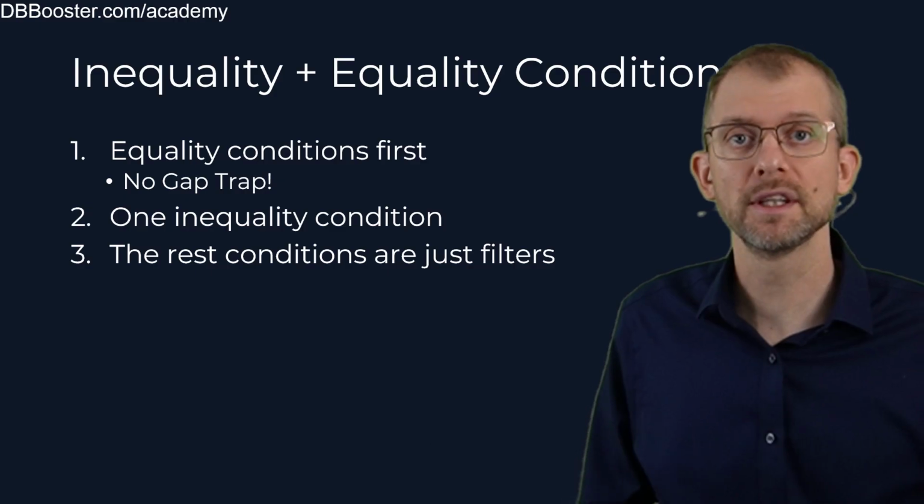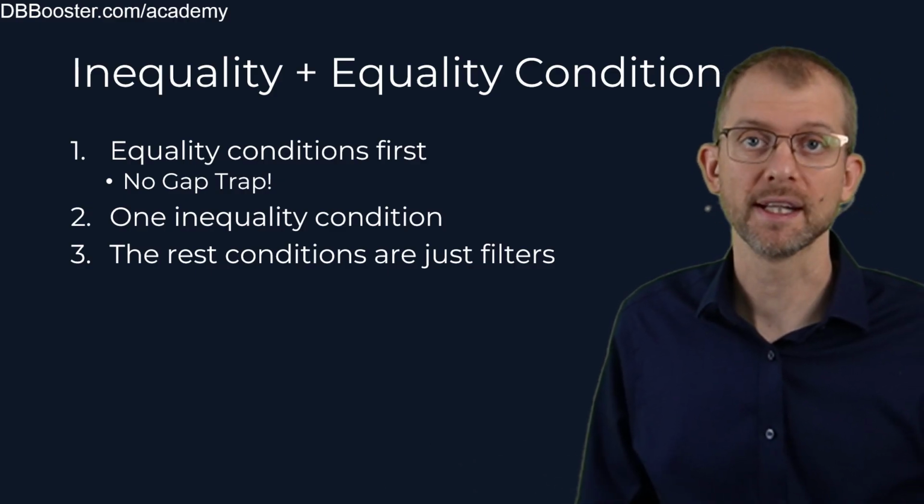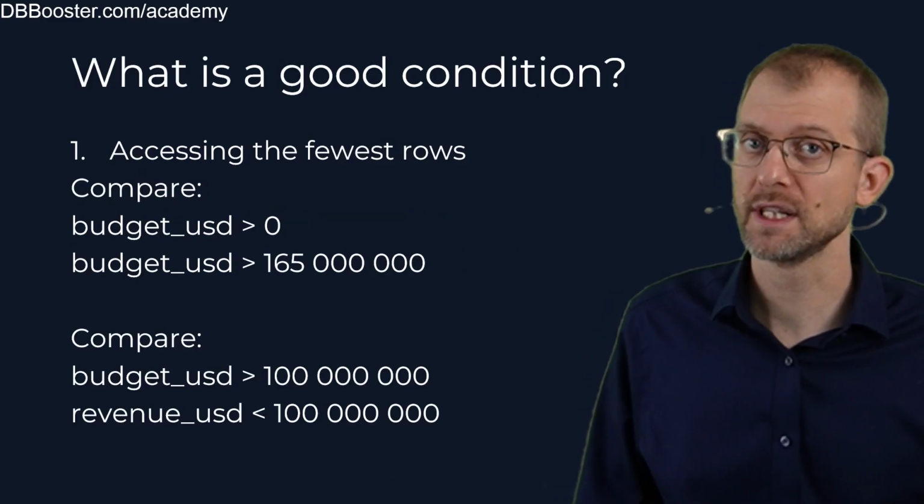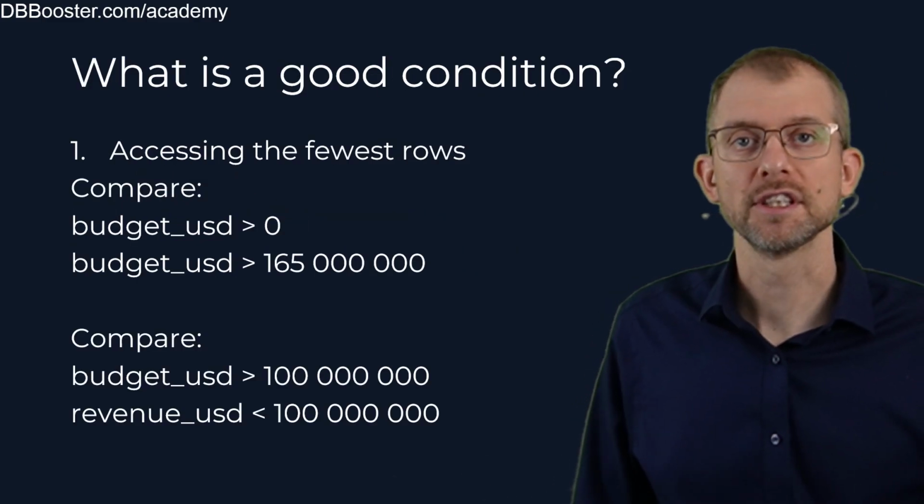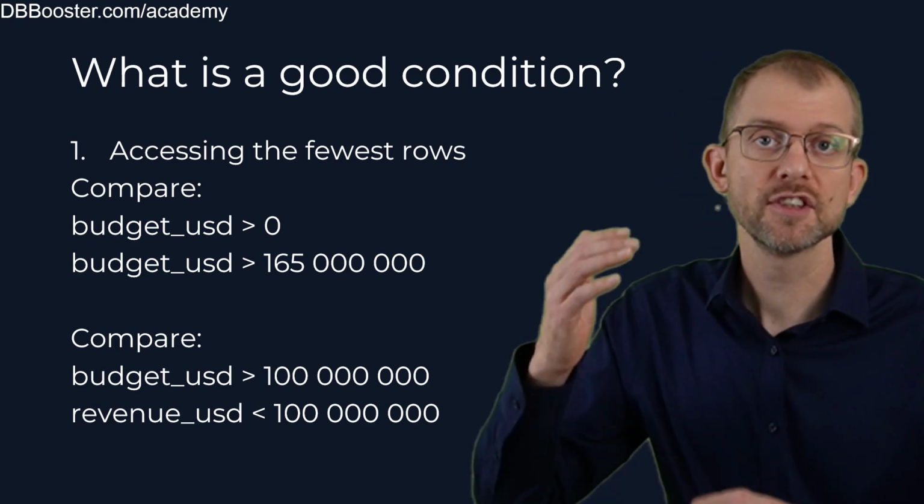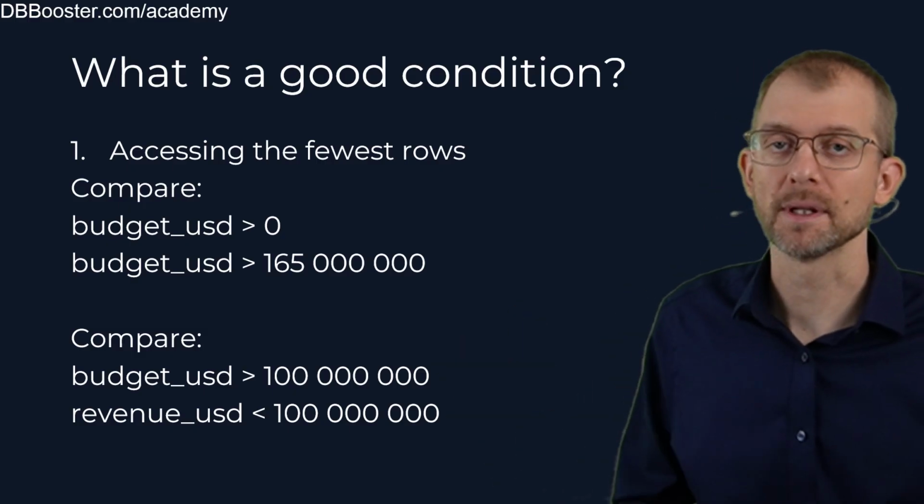That's the key to building efficient indexes for mixed equality and inequality predicates. Let's talk about what makes a condition good for the index. A good condition is the one accessing the fewest rows, simply making the search space as small as possible. Let's compare a few examples.